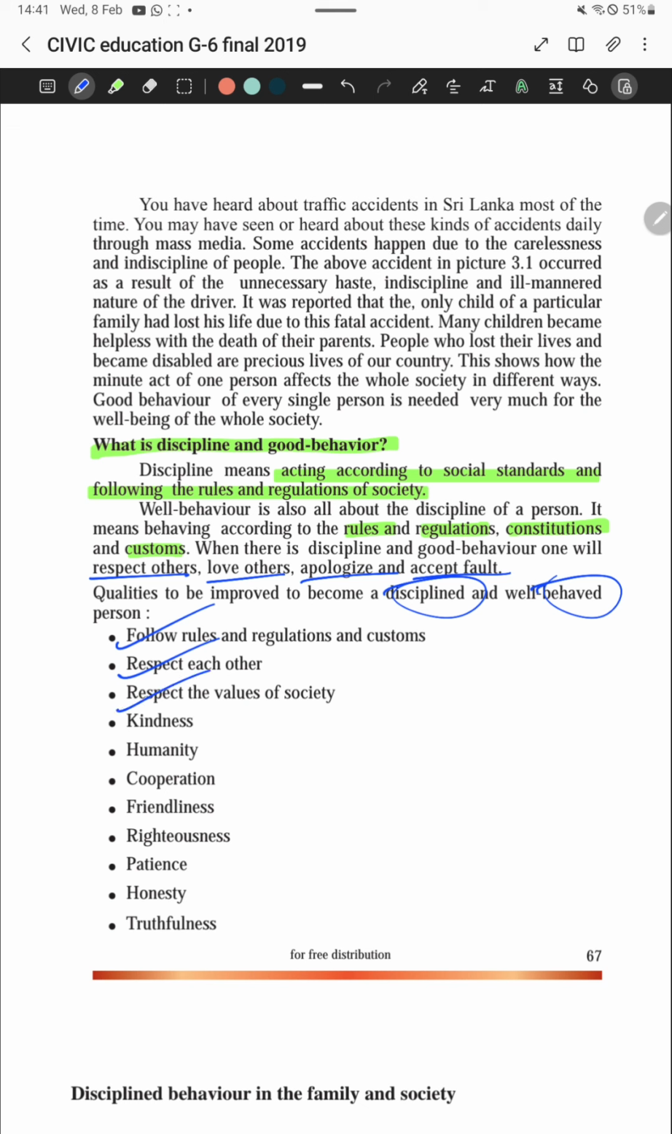Respect the values of the society, kindness, humanity, cooperation, right? Supportive, friendliness, he's very friendly, rightness, always talking to the point and speaking very correctly, and also being patient, always waiting till the chance comes. Honesty, right? Tell the truth, right? Likewise, truthfulness. Likewise, these are the qualities that you can see in a disciplined and well-behaved person, right?